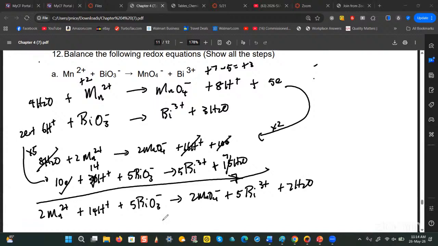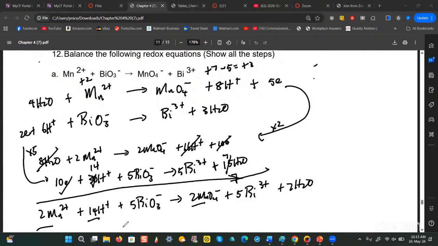All right. And then, as I always say, check to make sure everything is balanced in the end, right? Let's do that now. We have 2 manganese on this side, 2 manganese on that side, so the manganese are balanced. We have 14 hydrogens on the left side, and 7 times 2, 14 hydrogens on the right side, so the hydrogens are okay. We have 5 bismuth on both sides. And as far as the oxygens are concerned, we have 15 oxygens on the left side, and 2 times 4, 8, 8 plus 7, 15 oxygens, right?